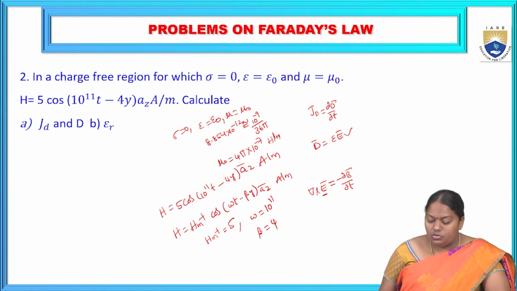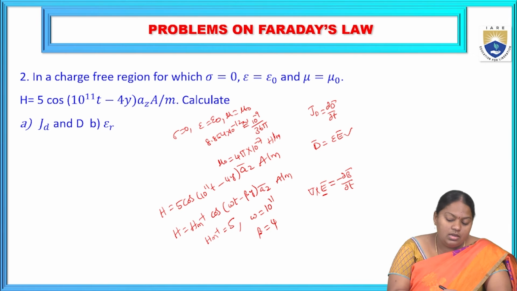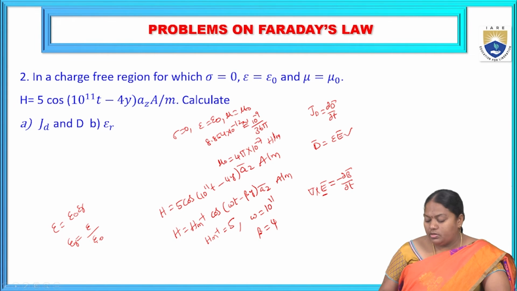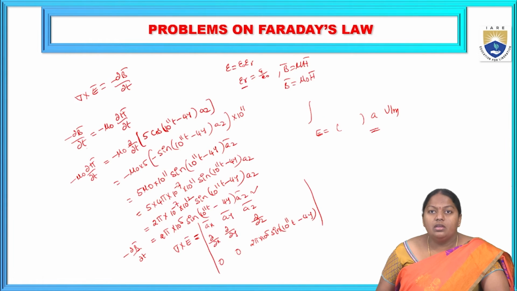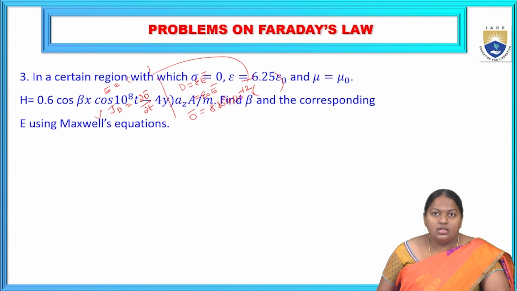And we know how to solve for the relative permittivity. From the given, in general epsilon is given by epsilon naught into epsilon r. Now from this, epsilon r equal to epsilon by epsilon naught is what you are supposed to evaluate, and then you will get the value of the relative permittivity.